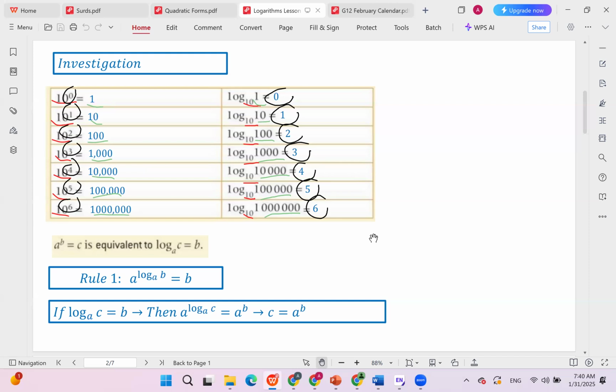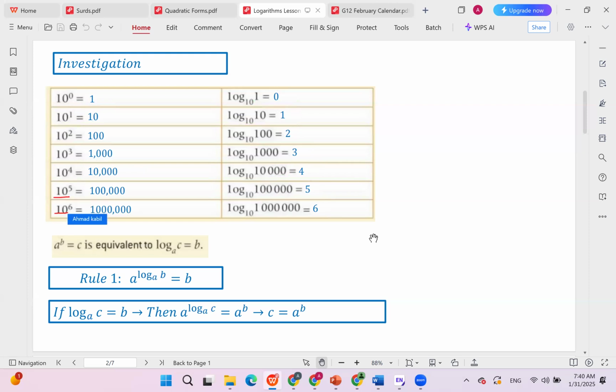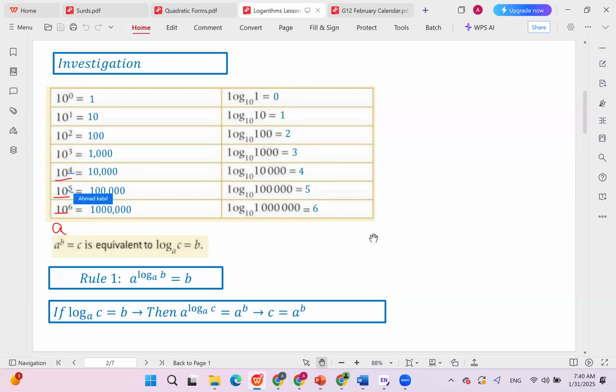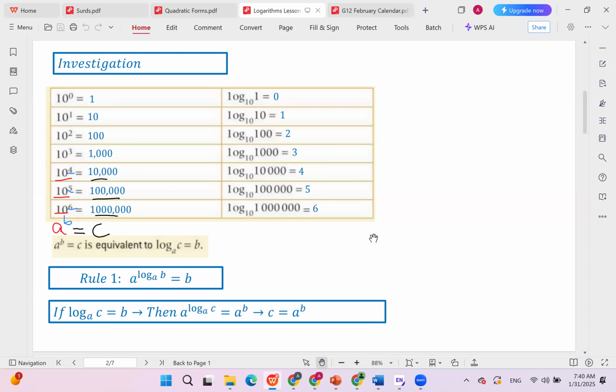If we have a pattern that applies to all numbers like this, we can generalize this pattern to create a rule. So instead of numbers, I'm going to take this base 10 and call it A. And then I'm going to take these powers here and call them B. And finally, I'm going to take these numbers here and call them C. And then on the right-hand side, I'm going to use the same letters to represent the same numbers.